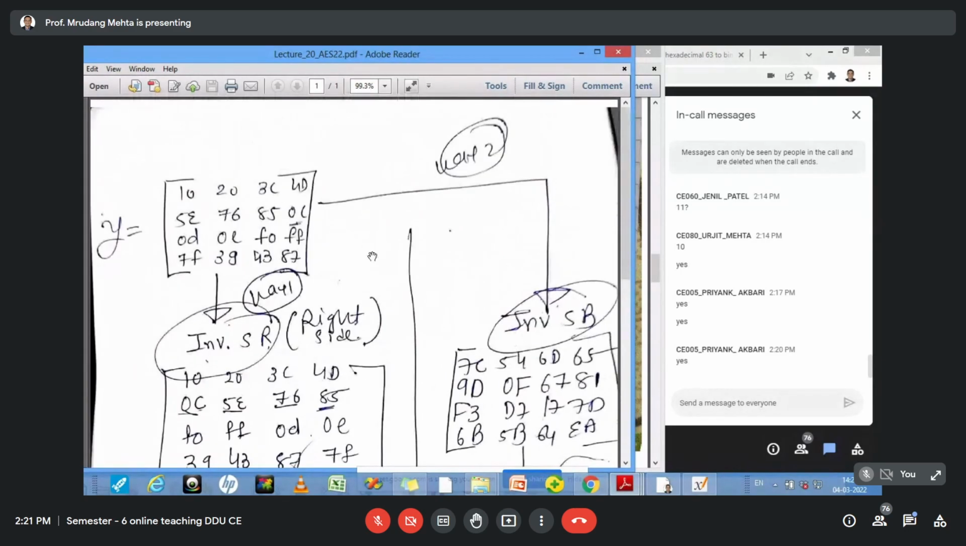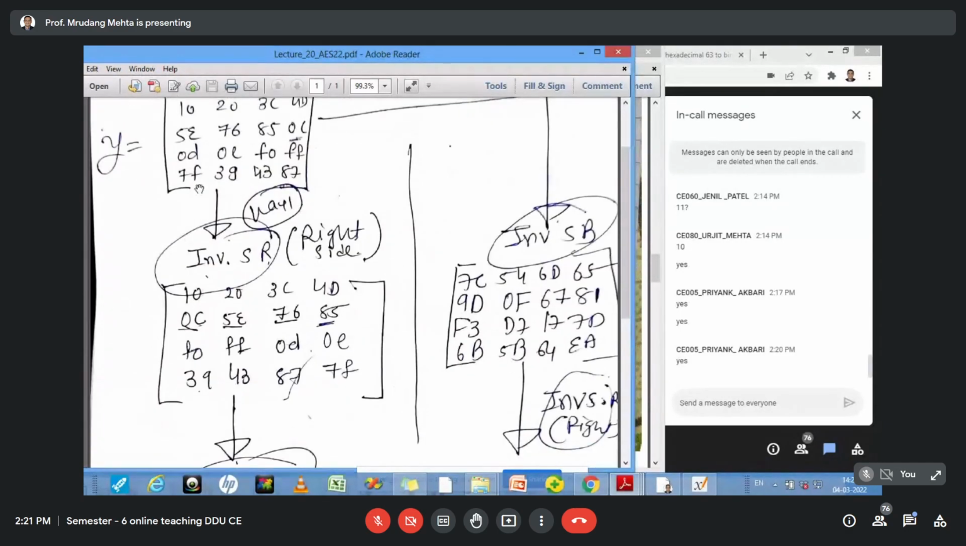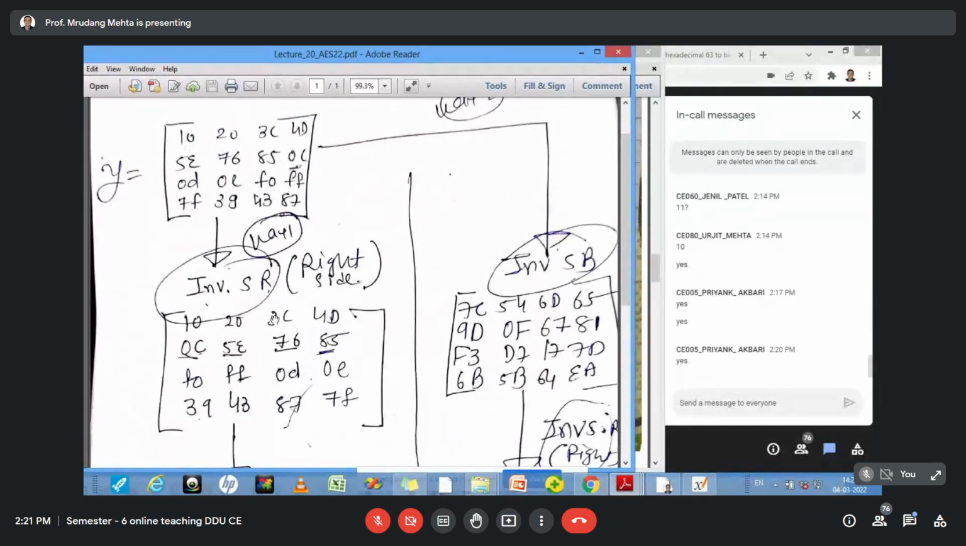Okay. So let's look at the first row and first column, 10 23 3C 4D, 50 0D 7F. If we take inverse shift right, the first row remains as it is. In the second row, 5 comes here, 7, 6, and 8, 5, and this goes last. Then this 2 goes up. So 0D, 0E, then F0, FF. First comes FF, then F0. And then the last one is a 3-byte right shift. So the 3-byte right shift gives 87, 43, and 39, and then 7F. 7F becomes the first one. So this is inverse shift right.